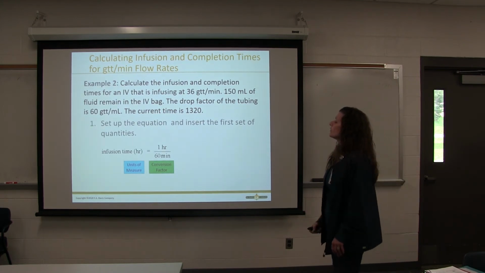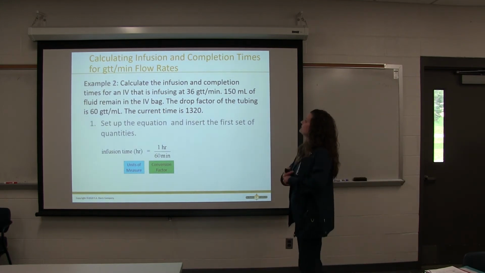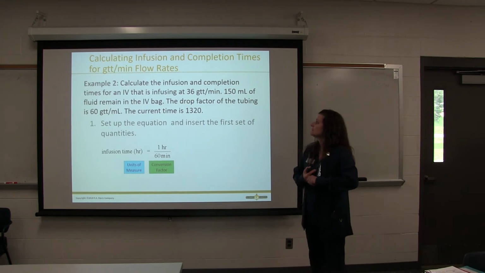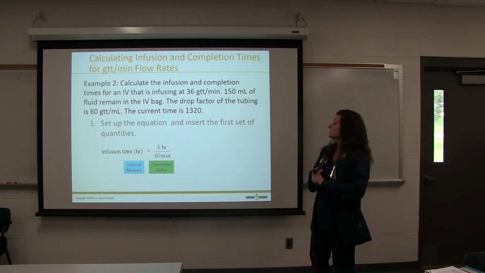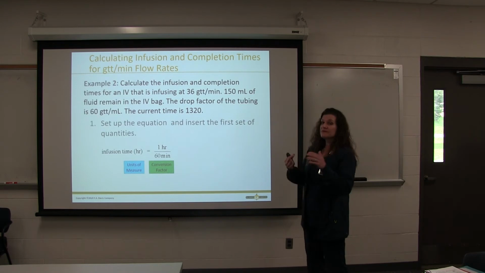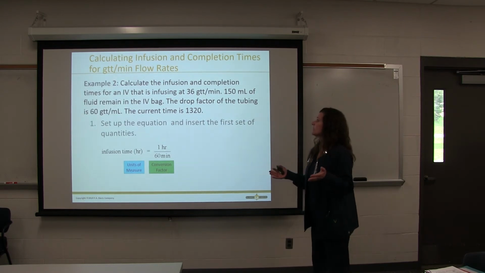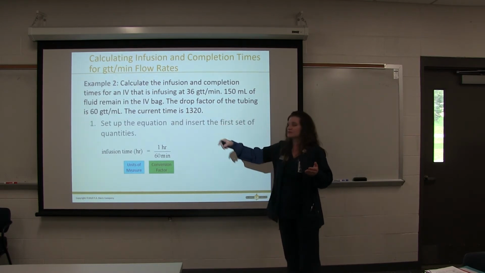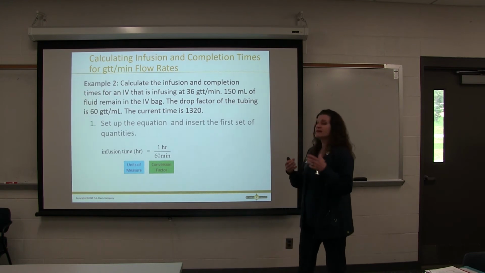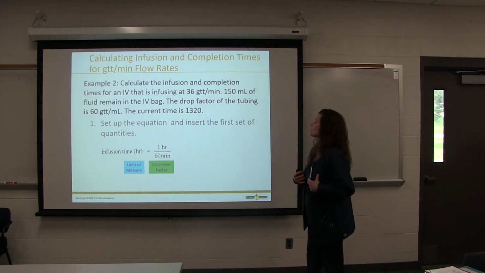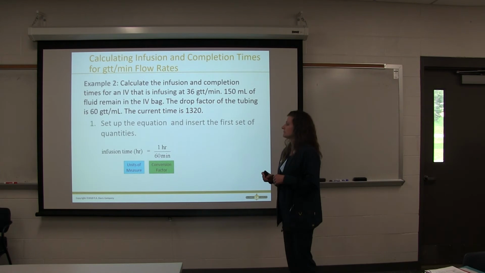Let's look at one more that we can practice here. Calculate the infusion and completion times for an IV that's infusing 36 drips per minute, 158 remaining. We've got to know how much is still in the bag. We have to know the drop factor of 60 drips per milliliter, and then we need to know the time since we're going to be looking at completion times.